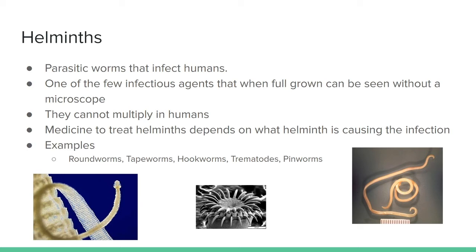Typically, the treatment involves something that kills the worms wherever they are and allows your body to get rid of them. Some common examples are roundworms, like you see here, and this one over here is a tapeworm. You can have hookworms, which are kind of similar to these with the hook shape. And you can have ones called trematodes or pinworms. Pinworms are very common in little children. Typically, if somebody gets one in a daycare, it gets spread around to everybody in the daycare.